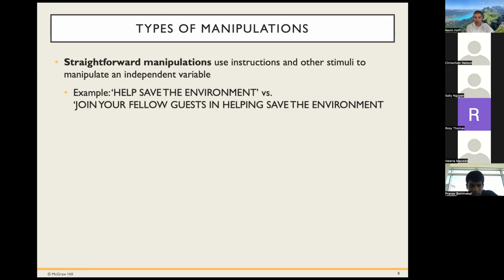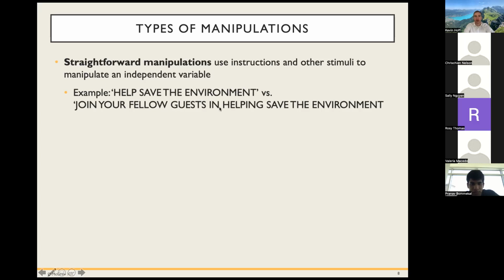The book talks about an experiment where they wanted to see what effect the writing in hotels has, the signs that say help save the environment, conserve water, and limit your towel use to only as necessary. Just phrasing that in different ways altered people's behavior.